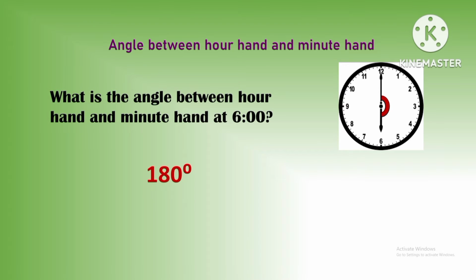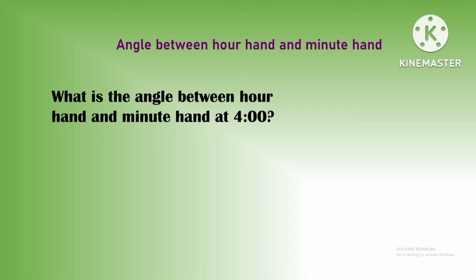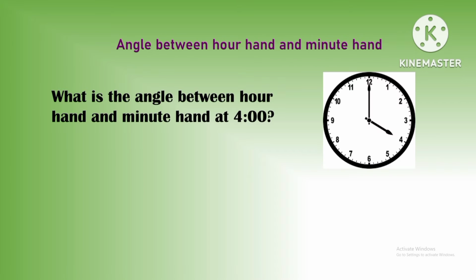Now let us see another problem. The question is, what is the angle between the hour hand and minute hand at 4 o'clock? Here the hour hand is at 4 and the minute hand is at 12. In this case we can't find the answer directly. For this type of question, there is a formula, a shortcut tip, to find the angle.